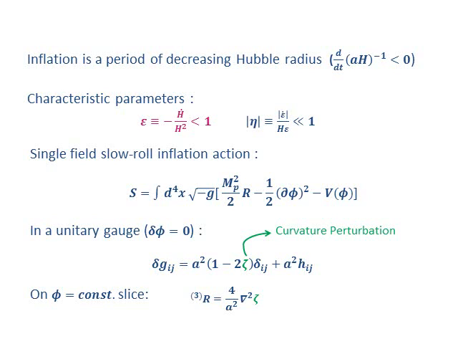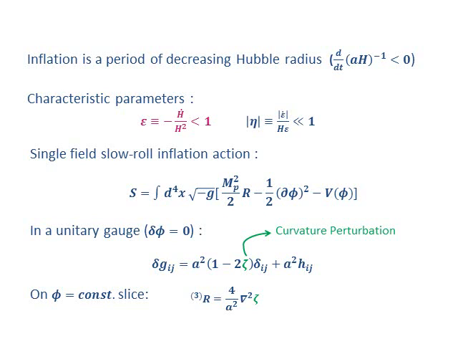Then, to realize these two conditions, the simplest model is single field slow roll inflation, where we use a scalar field called phi, the inflaton, which is minimally coupled to gravity through this action.